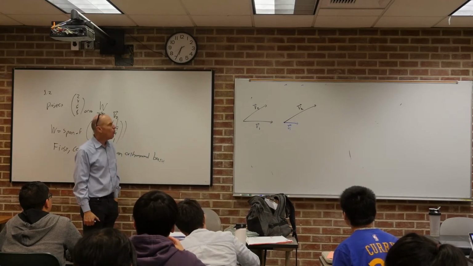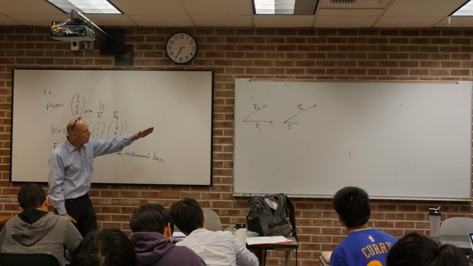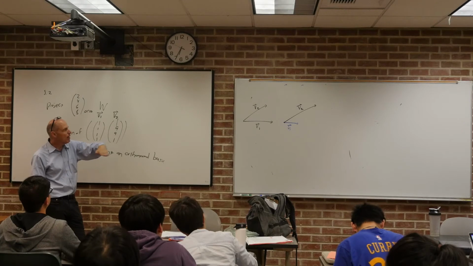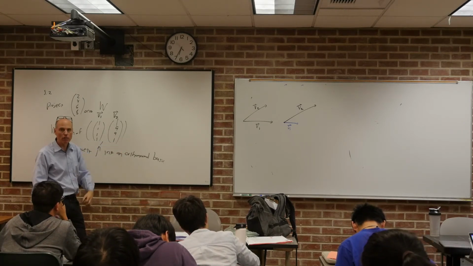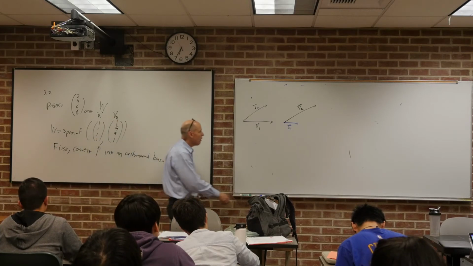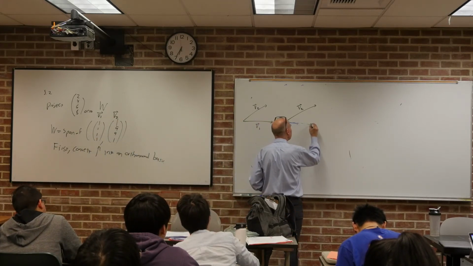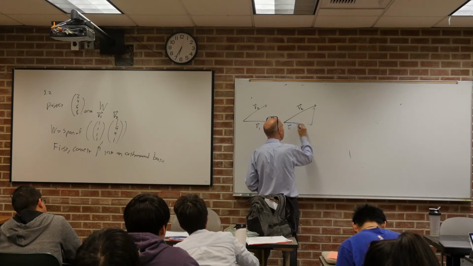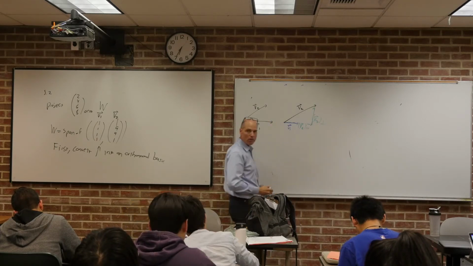Now, we're going to think about V2 as having two directions in it. It's got a direction that's already in the direction of U1, and it's going to have a new direction that's perpendicular. So we're going to break V2 into two pieces. I'll call them V2 parallel and V2 perp.